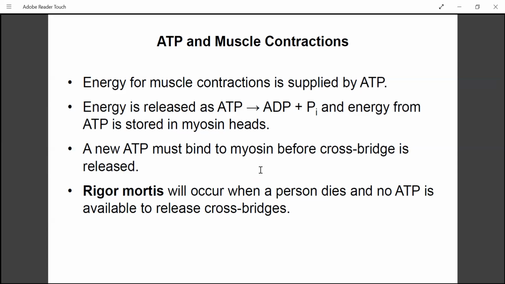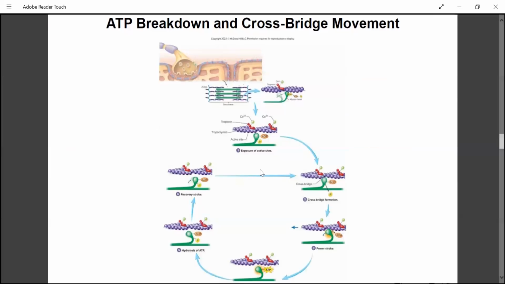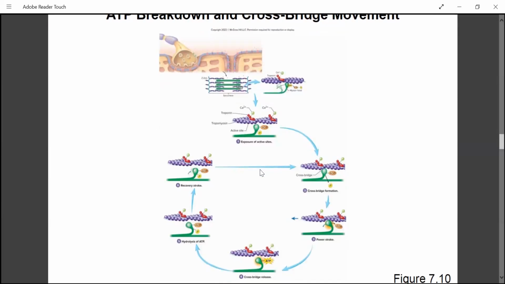If you've ever heard of the term rigor mortis, this is when a person dies and the body goes all the way stiffened. That's because no ATP is being produced any longer. So those cross bridges, or where the myosin and actin are binding, cannot be released. This is just a little diagram that talks you through that same concept.